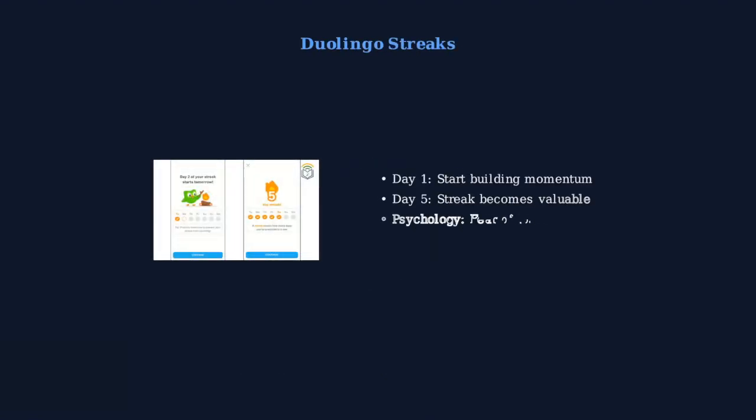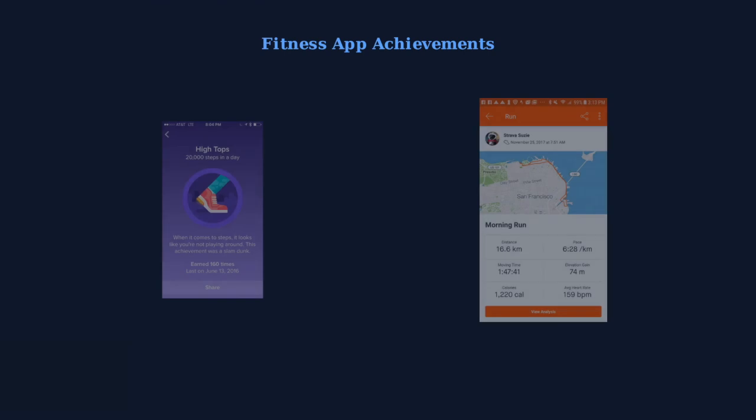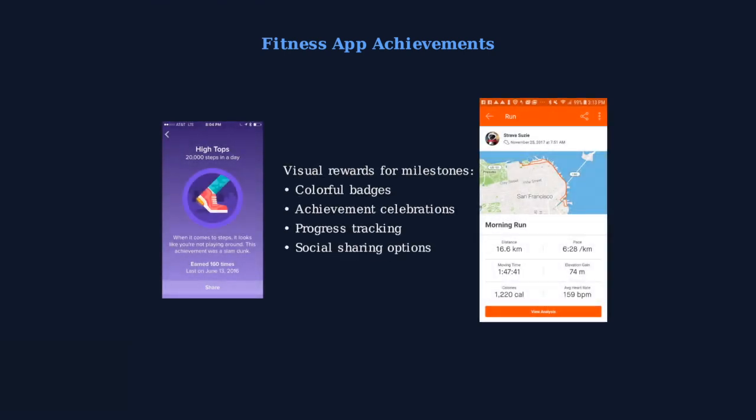Let's see this in action with Duolingo, the language learning app. Every day you practice, you build a streak. Miss a day, and your streak resets to 0. This simple mechanic has kept millions of users coming back daily. Fitness apps take this further with achievement badges and celebrations. When you hit 20,000 steps, you don't just see a number, you get a colorful badge, maybe some confetti, and the satisfaction of earning something special.